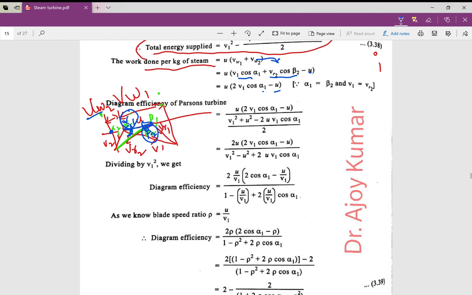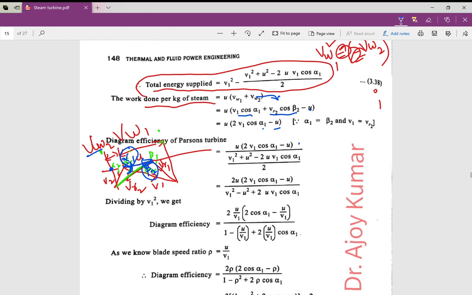So this whole can be written as 2u(v1 cos alpha 1 − u), divided by this total energy supplied. So this is the numerator part and this is the denominator part. This is work done, produced, and this is energy supplied.